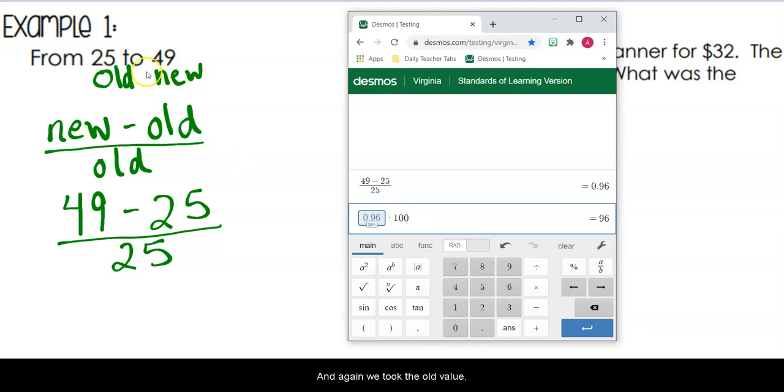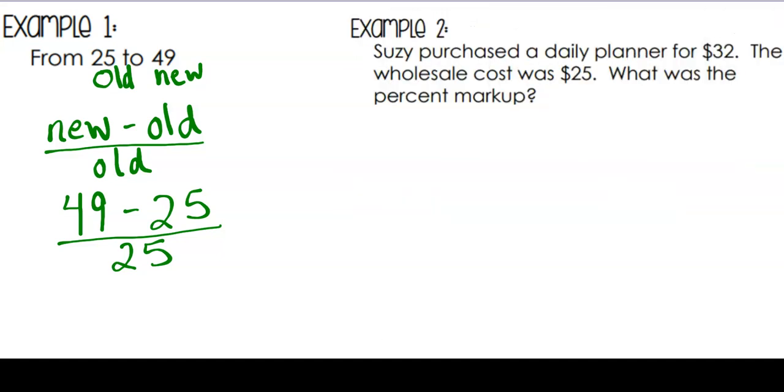And again, we took the old value and the new value, we subtracted them. So it was new, which is 49, minus the old amount, which was 25. We divided it by the 25 to get that decimal change. And then we multiplied it by 100 to get our percentage. So the answer was 96%, and this was an increase.